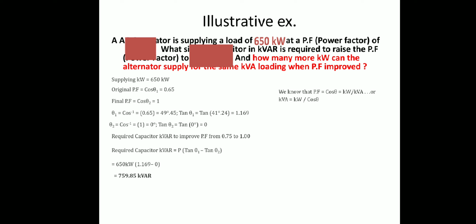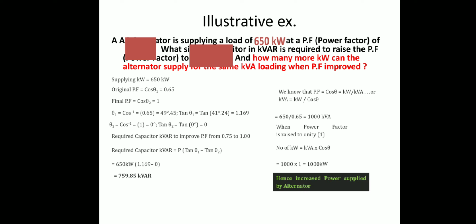We know that power factor cos theta equals kilowatt by kVA, or kVA equals kilowatt divided by cos theta, taking kVA as the subject. So by putting the value, kilowatt P, 650 kilowatt divided by power factor 0.65, we get kVA of 1000 when the system wasn't improved. When power factor is raised to unity, the number of kilowatt equals kVA into cos theta. 1000 kilowatt we can get by multiplying the kVA into cos theta.